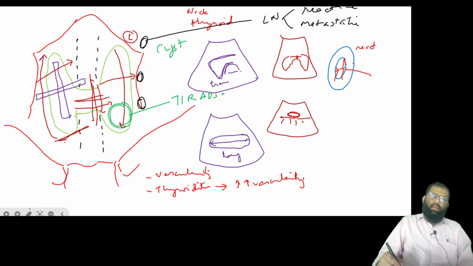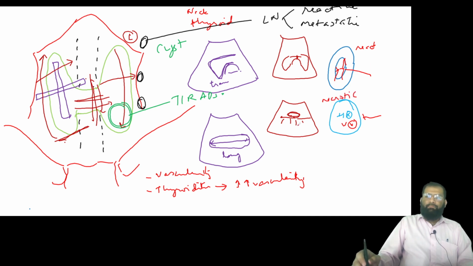Then we saw how a necrotic node looks. So if there is a necrotic node, you find that it nearly becomes round, there is loss of hilum, so hilum is not there. And if you put vascularity within this, you see that there is no vascularity within the lymph node. There is no vascularity within it. So no vascularity, no hilum. This is how a necrotic lymph node looks.